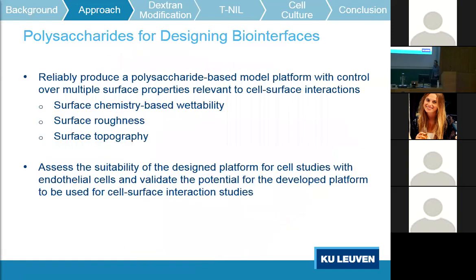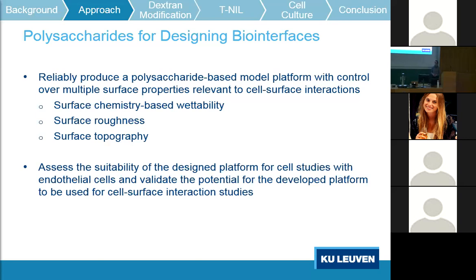And the main aim of my research was to design a biointerface with polysaccharides. So I wanted to reliably produce polysaccharide-based model platforms with control over multiple surface chemistries that are relevant to cell surface interaction. And once this platform was designed, I wanted to see first if it was even suitable to be testing with cells, and if they would attach and grow on the material, but then to see if this kind of property-based design could have potential to be used as a platform for investigating cell surface interactions.